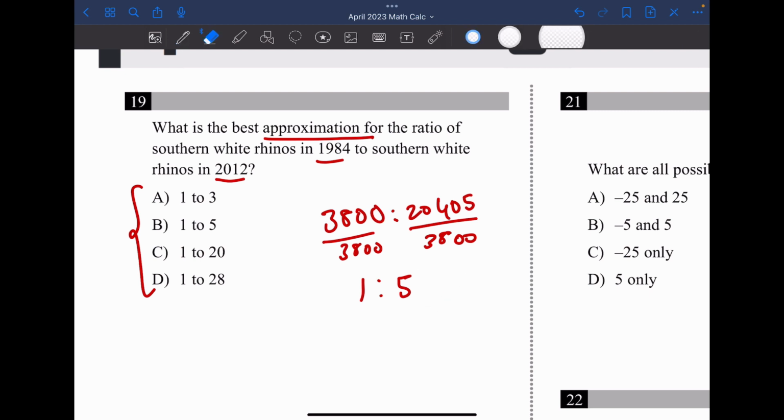In other words, it's 5.369. I'm going to erase this fraction. But yeah, this is 5.369, approximately something like that.